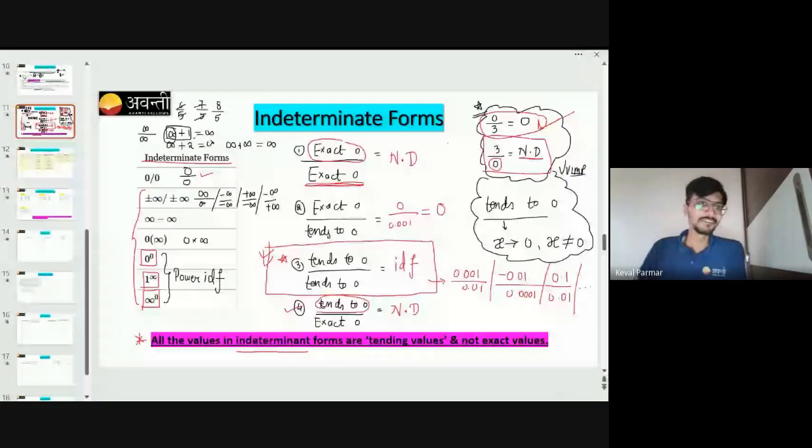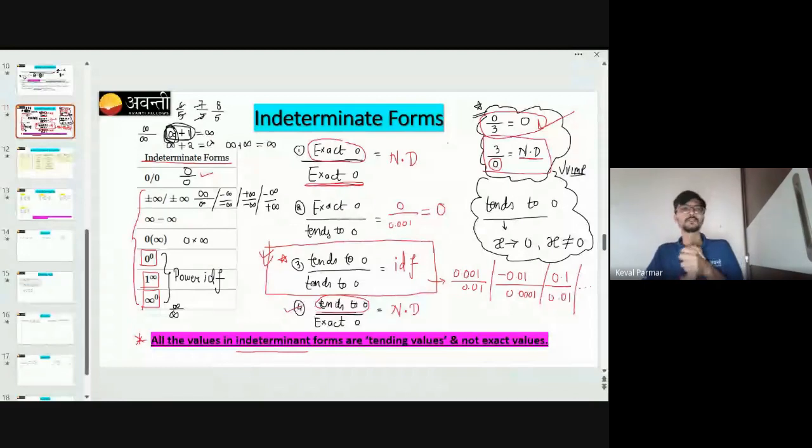Similarly, we cannot compare the infinity upon infinity form. We don't know which infinity is bigger out of these two, right? Because this value is also called infinity and this value is also called infinity. So we cannot tell which is bigger. That's why we cannot define or uniquely determine its value. That's why it comes in indeterminate form. I hope it's clear now, right? Please confirm if you understood why infinity upon infinity is indeterminate.